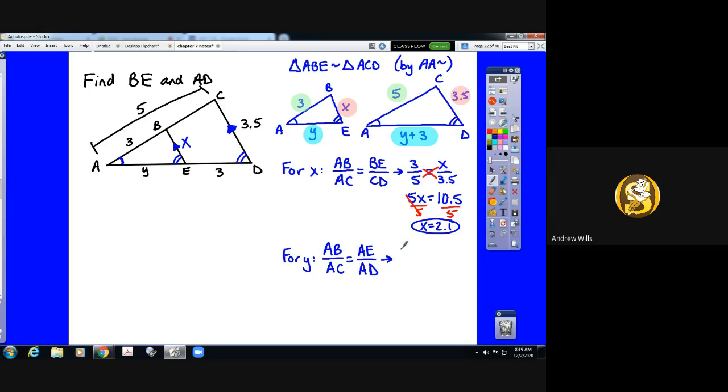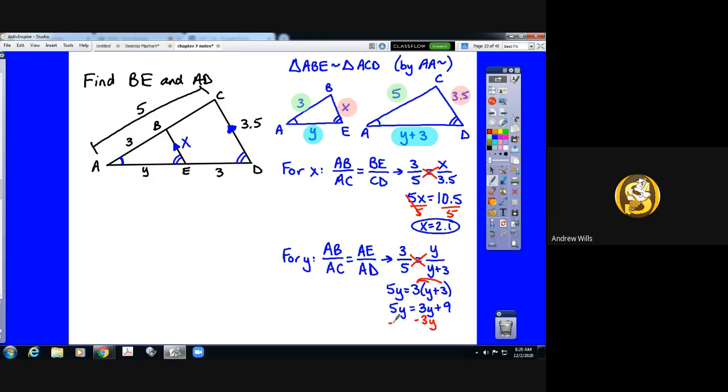Plug in those side lengths. Again, that's 3 is to 5 as AE is y and AD is y plus 3. Again, we cross multiply in order to solve our proportion. That would be 5y equals 3 times the quantity y plus 3. Distribute. That would give us 5y equals 3y plus 9. Subtract 3y from each side. So we distributed, and now we're going to subtract 3y.